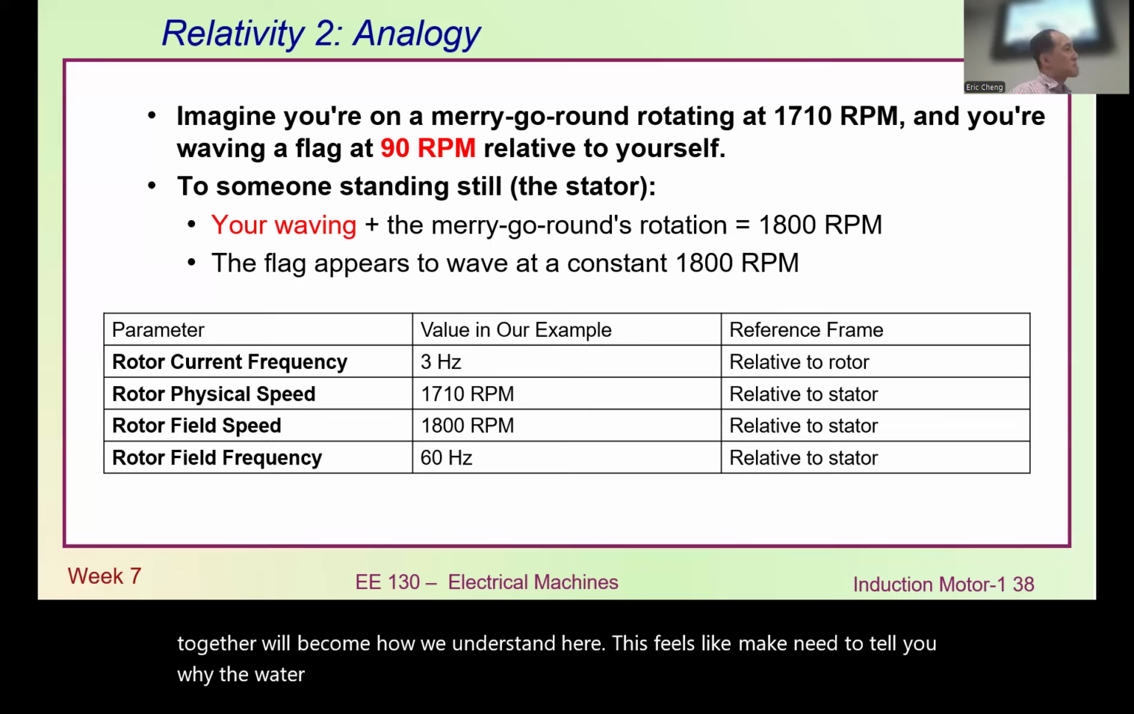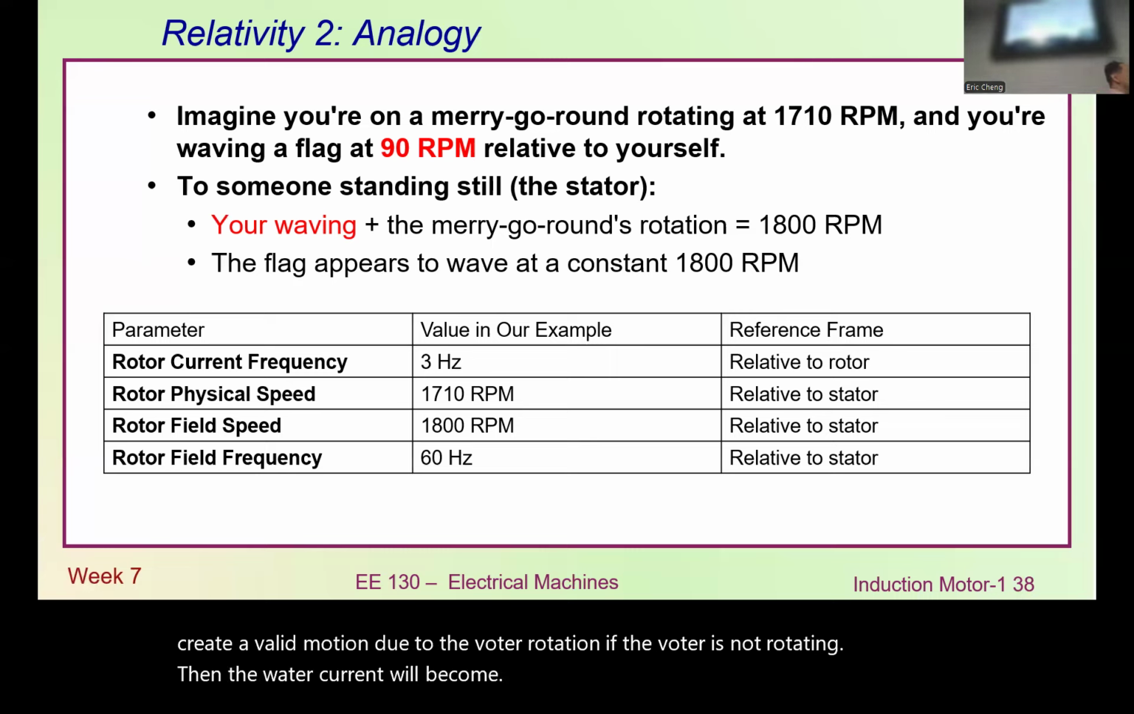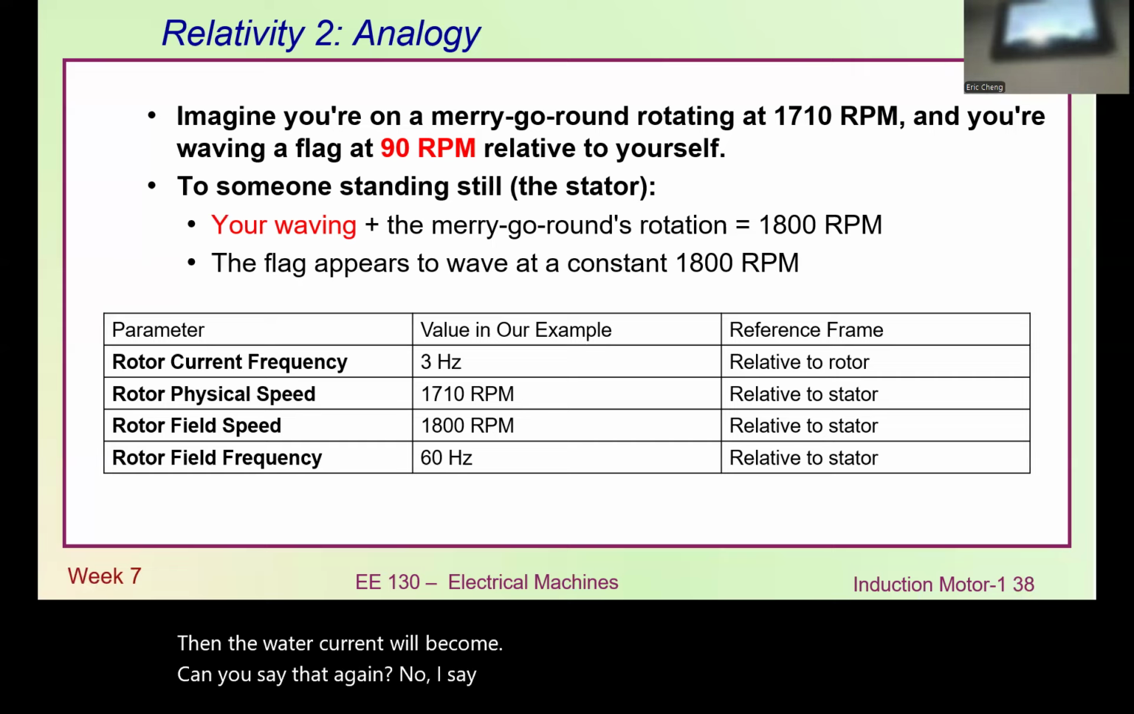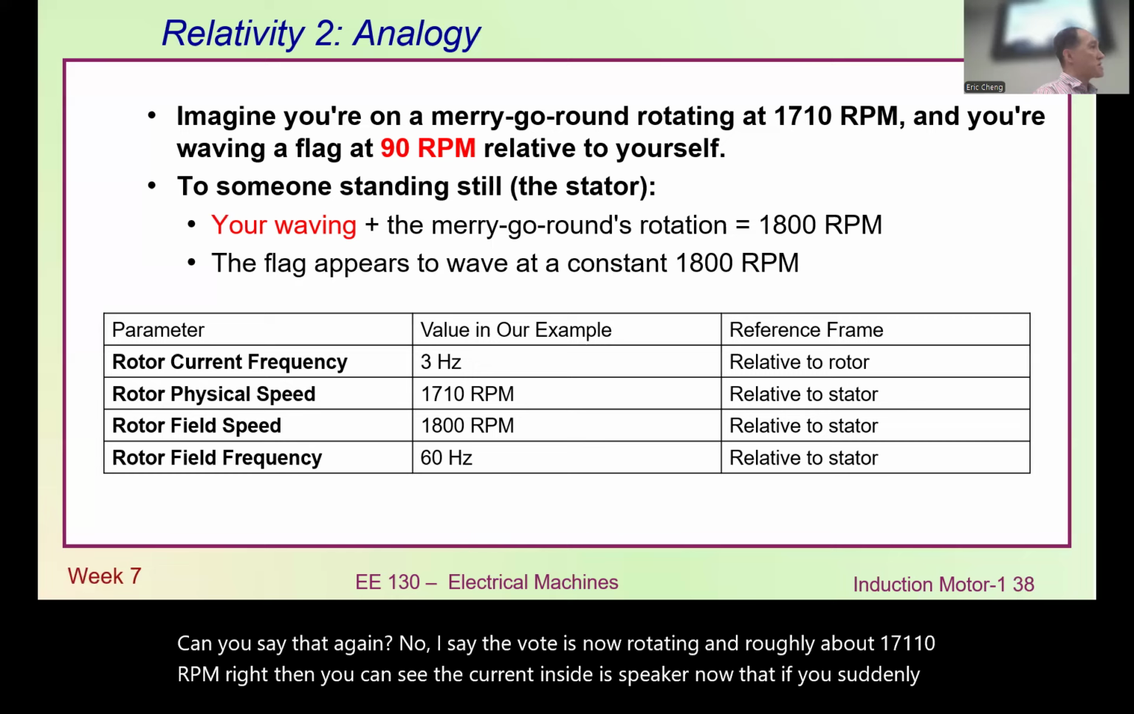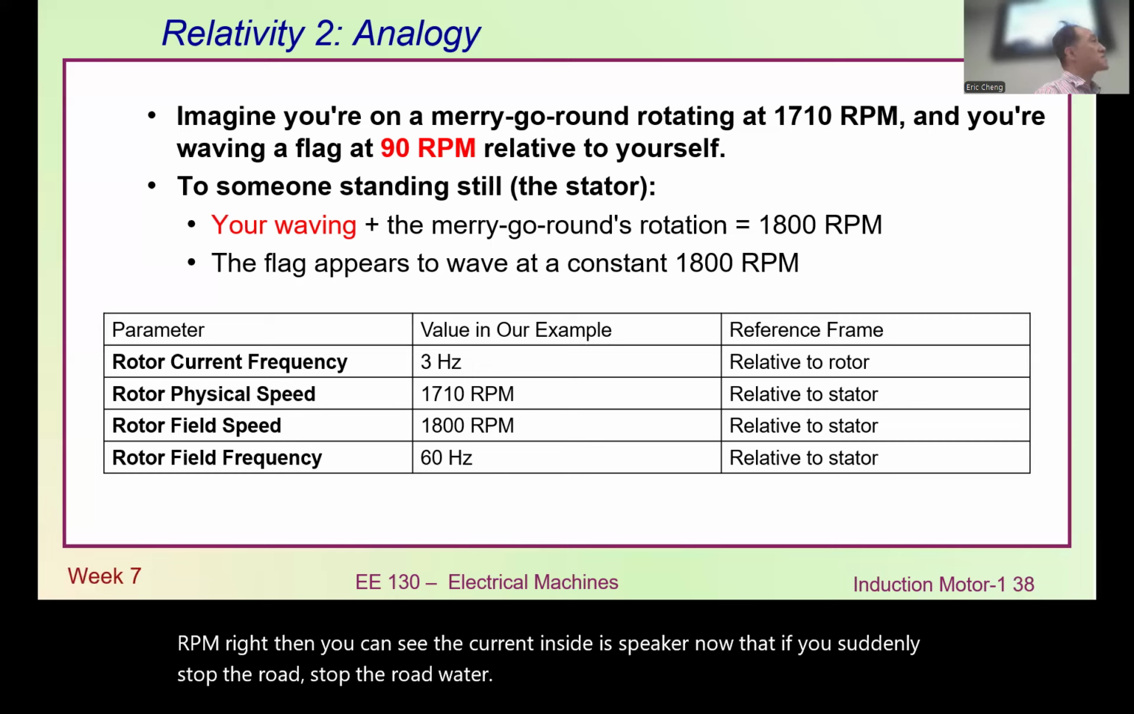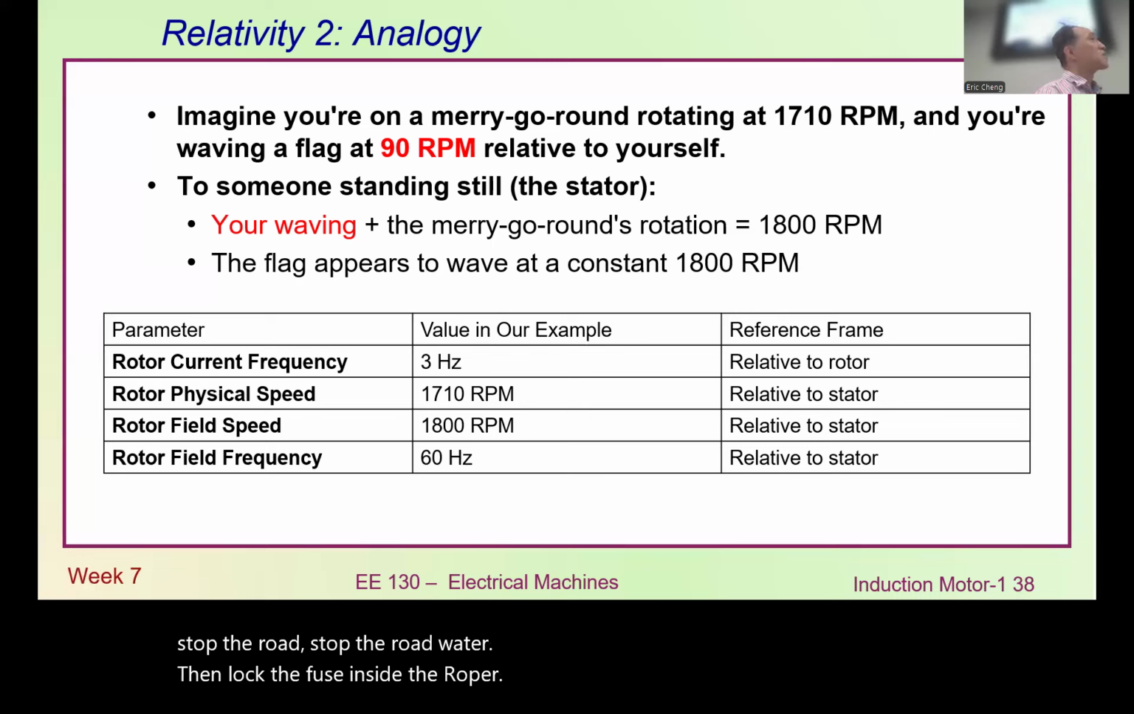So the current inside the rotor also creates a relative motion due to the rotor rotation. If the rotor is not rotating, then the rotor current will become... Can you say it again? I say the rotor is now rotating at roughly about 1,710 RPM, right? Then you can see the current inside is 3 hertz. Now if you suddenly stop the rotor, then what is the frequency inside the rotor? The frequency of the electrical current inside the rotor.